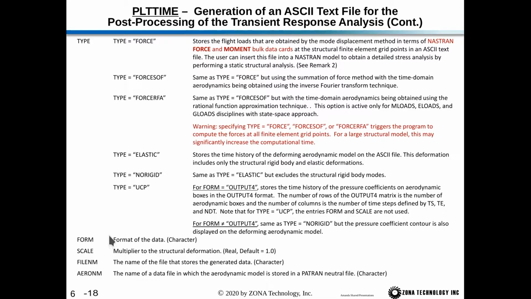Next, we have form, which is the format of the data. So this could be tecplot or output 4, and I believe there are additional options available as well. Scale is a multiplier to the structural deformation, which by default is 1. So if you want to amplify the deformations that you see just for visual purposes, you can do that. And then file name is the name of the file. Arrow name is only used when the form is patran.